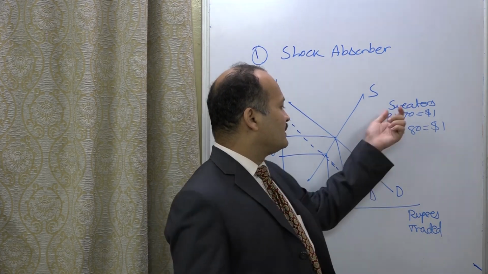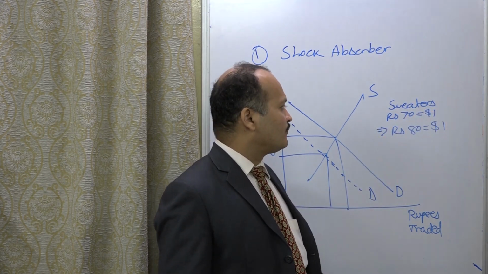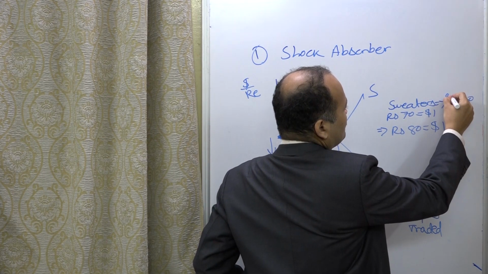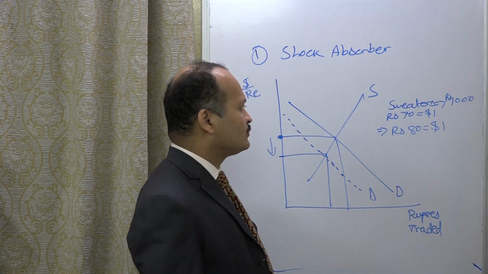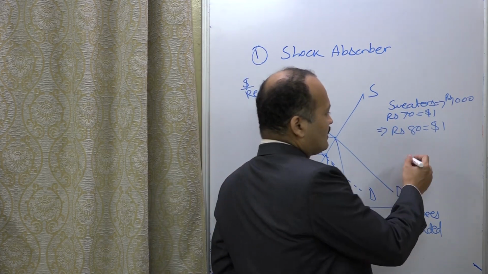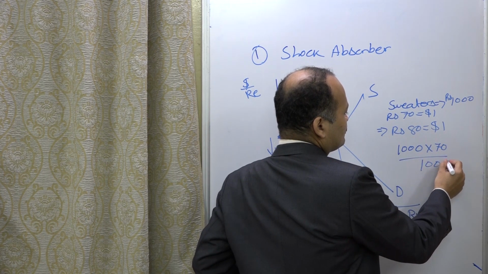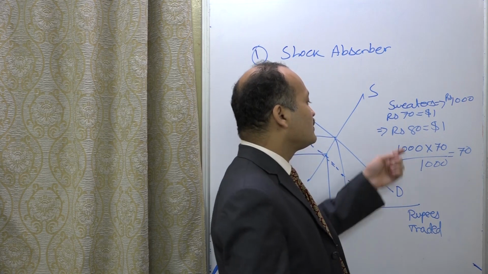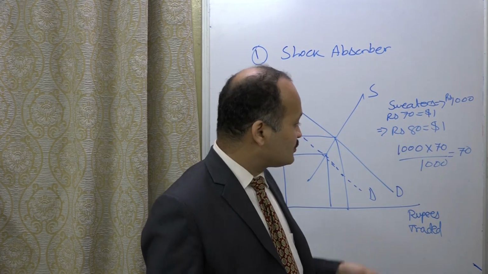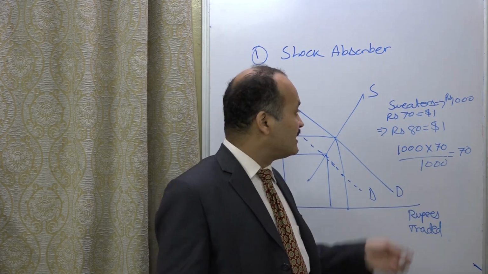Now, suppose somebody has $1,000, and suppose the price of a sweater was 1,000 rupees. Then how many sweaters could somebody with $1,000 get? You will get 1,000 into 70 divided by 1,000, which is 70 sweaters. Now if somebody has the same $1,000, but the exchange rate depreciates to 80, he will get 80 sweaters from the same $1,000.